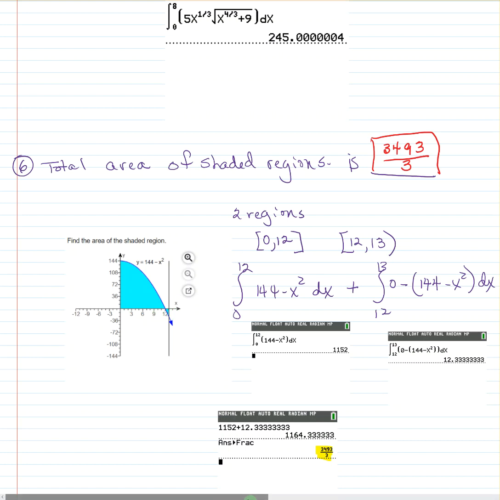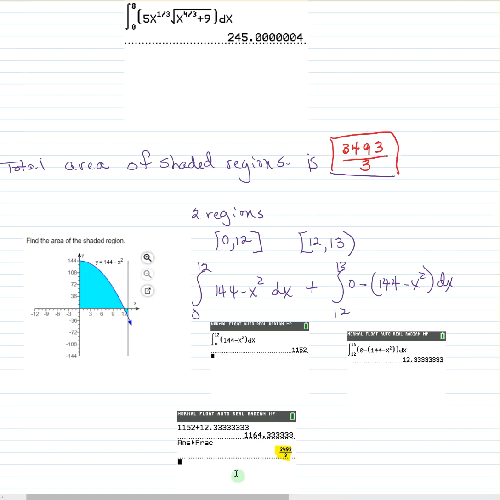So what you need to do is write your integrals. It told me that this is y equals 144 minus x squared. So for this region, it is from 0 to 12 of 144 minus x squared dx. And then we're subtracting this y equals 0, so we don't really have to put that in there.